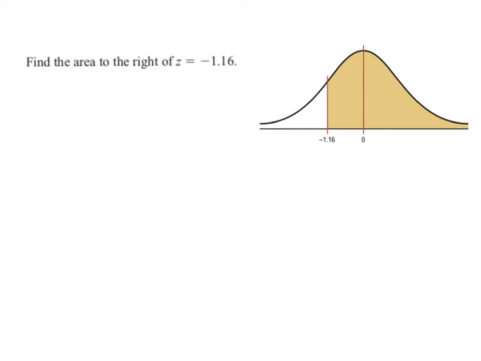All right, what did you get for the area for the Z value of negative 1.16? 0.1230. Okay, so that 0.1230 is the area for this. This is not the area I want. I want this area, so I have to subtract it from 1. You have the answer? Just hold on a sec.